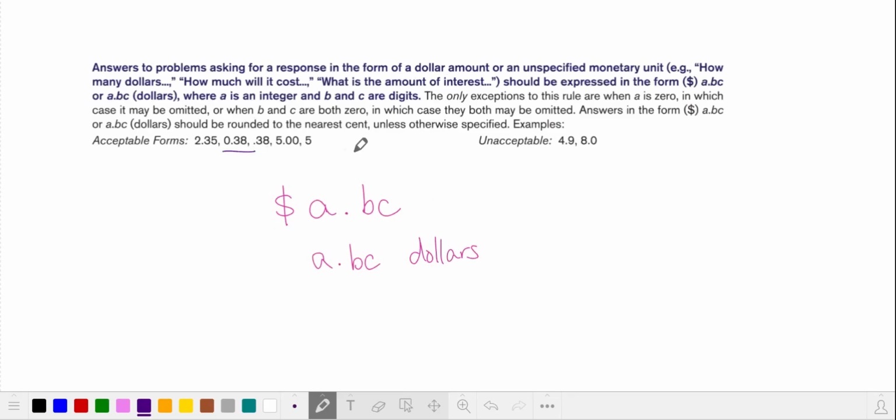In particular, if your answer was 38 cents, you can write a 0 to the left of the decimal point followed by a 3 and an 8, or you can omit the 0 and just write .38. But this first option makes it less likely that the proctor will miss the decimal.